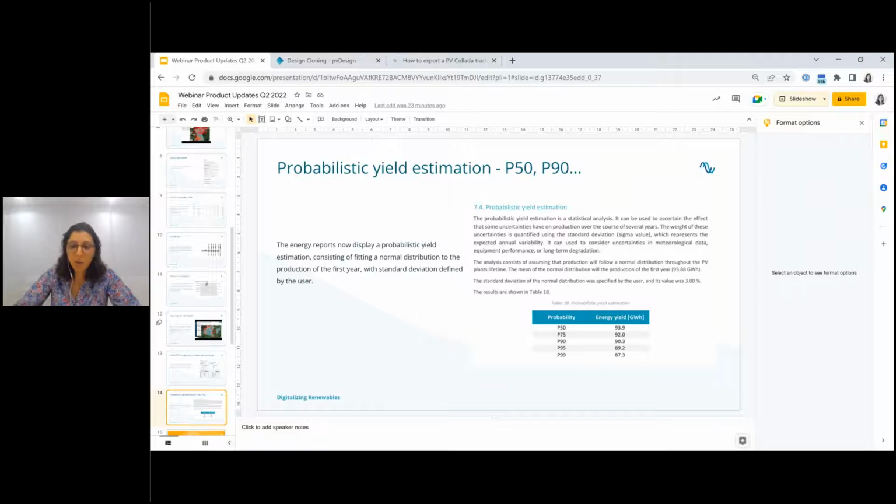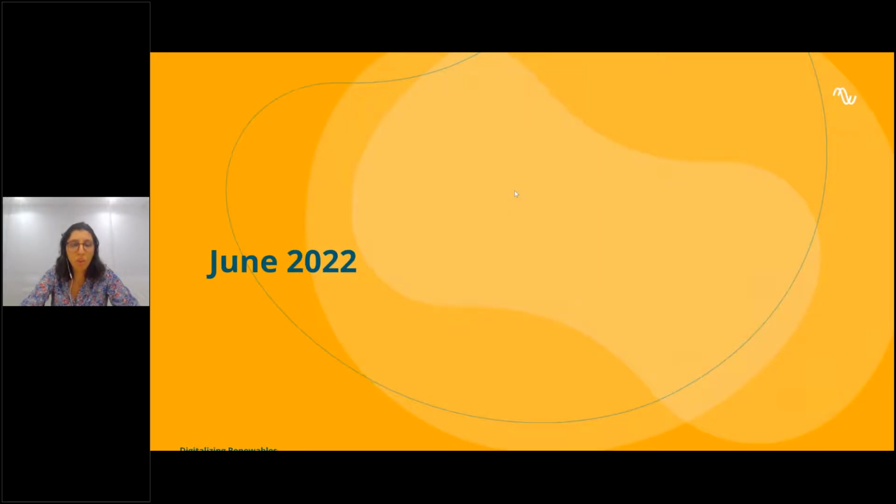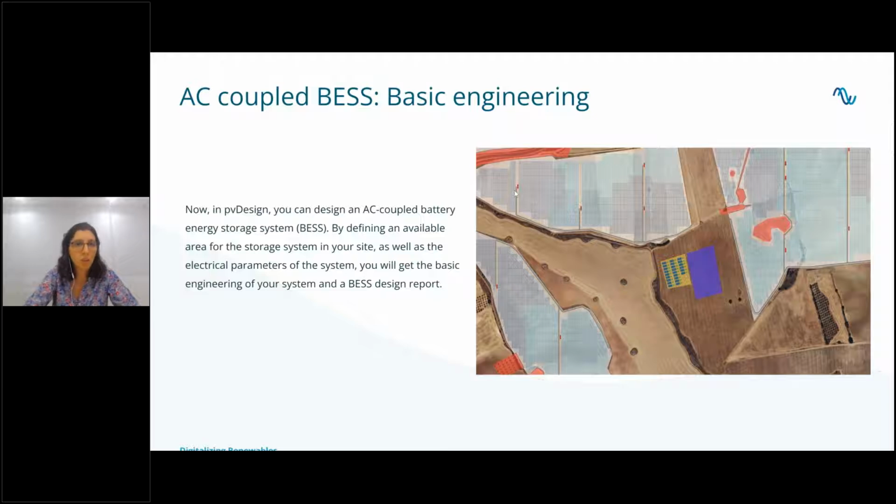And then we can move to this month, June, in which we launched one of our biggest milestones, which is the basic engineering of the AC coupled battery energy storage system. By basic engineering, we mean a sizing of the battery, plus a design report and the BOQ consideration, calculation of the BOQ. So I can show you this part directly on PV design as well.